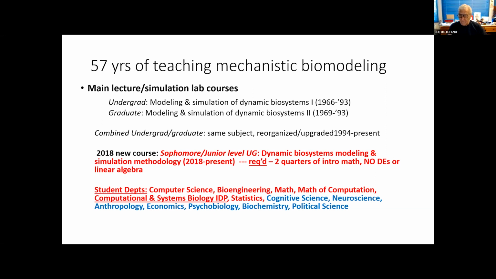For economic reasons or budgetary reasons, I combined the two courses, the undergraduate and graduate course, obviously watered it down in about 94, reorganized it, and I'm still teaching that actually once a year. In 2016, I gave up being the chair of the Computational Systems Biology IDP, and basically at that time, they decided that they wanted a much larger program and they watered down the math requirements very substantially.